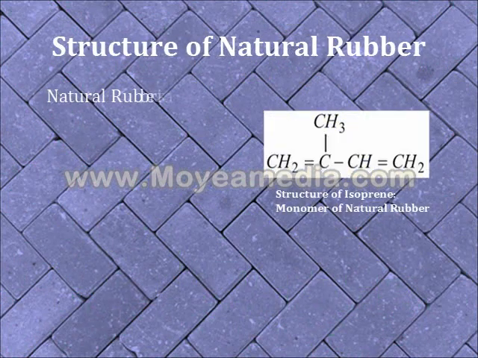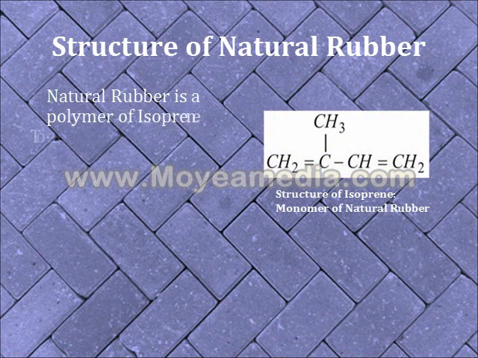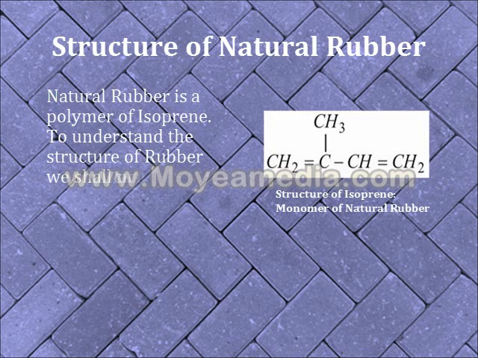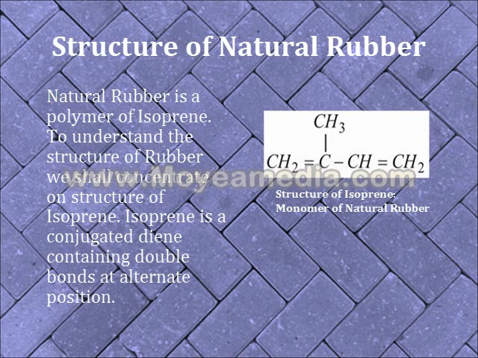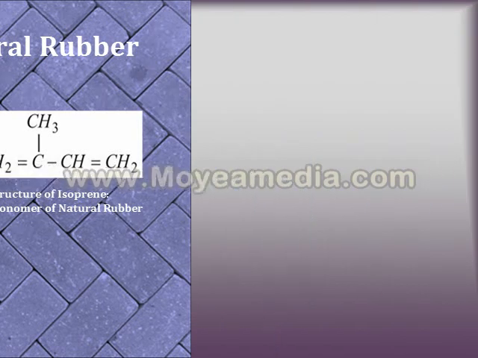Let us know the structure of natural rubber, which is an important polymer of isoprene. To understand the structure of rubber, we shall concentrate on the structure of isoprene. Isoprene is a conjugated diene containing double bonds at alternating positions. As you can see in the figure, the structure of isoprene is the monomer of natural rubber.